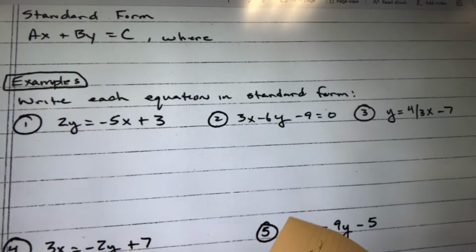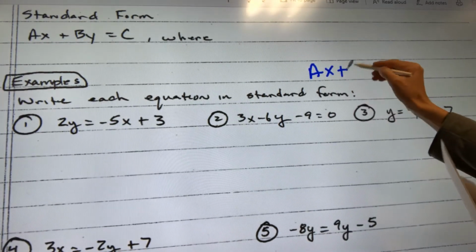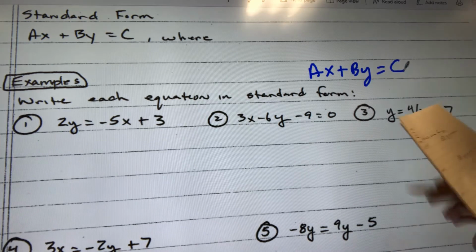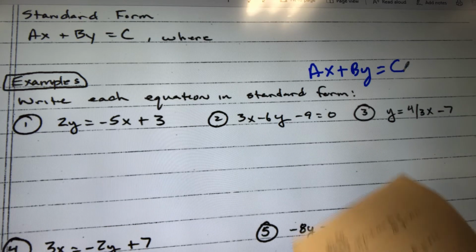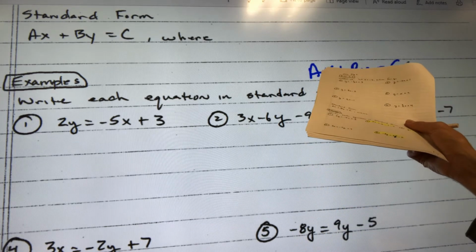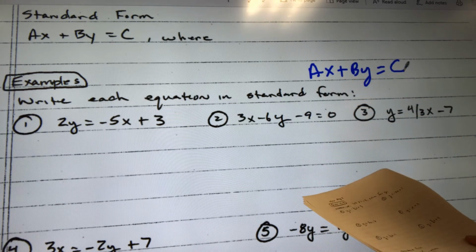So standard form, we're going to learn that in class. Standard form, ax plus by is c. A and b must be non-fractions, so integers. And a has got to be positive. So a's got to be a whole number. B's just got to be an integer. Okay, so x and y are on the same side.